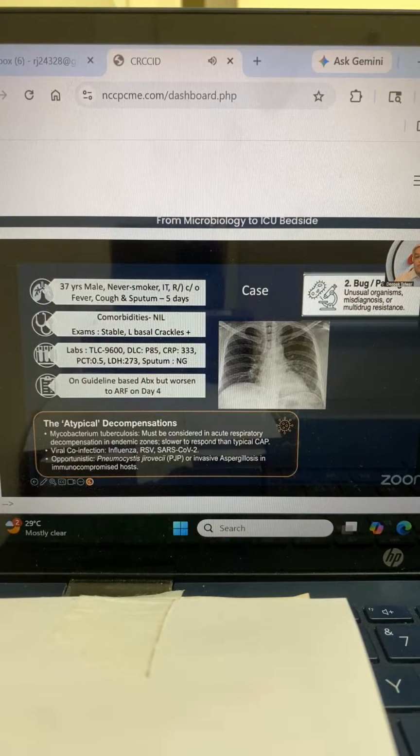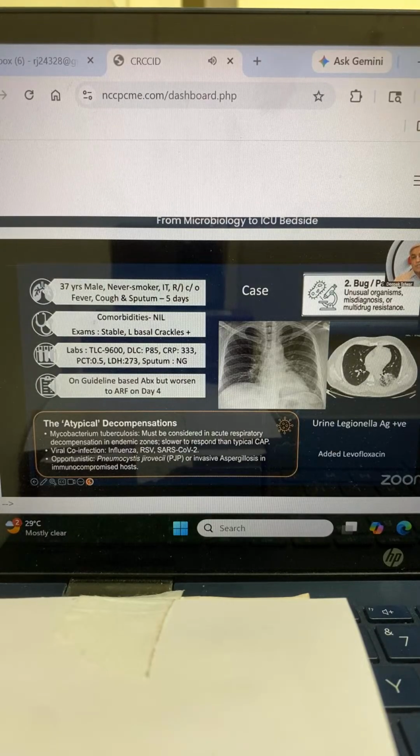and which is very difficult to pick up because these organisms can only be picked up by the PCR-based methods which are done on a BAL. Otherwise, there could also be opportunistic infections, and many times we have also seen invasive aspergillosis in these patients.